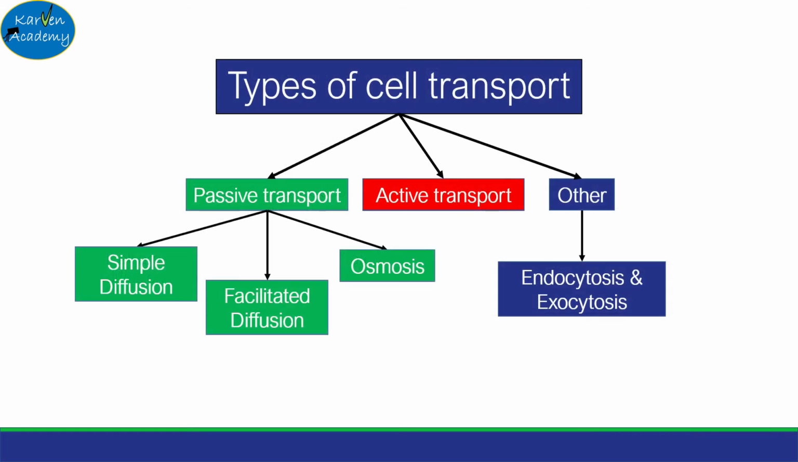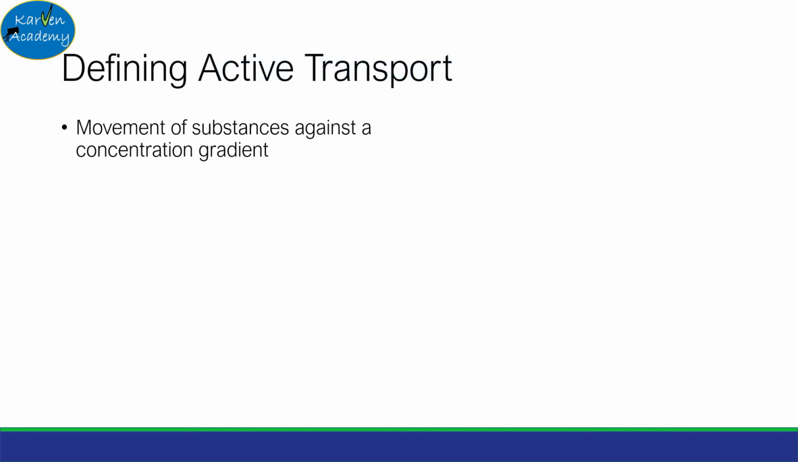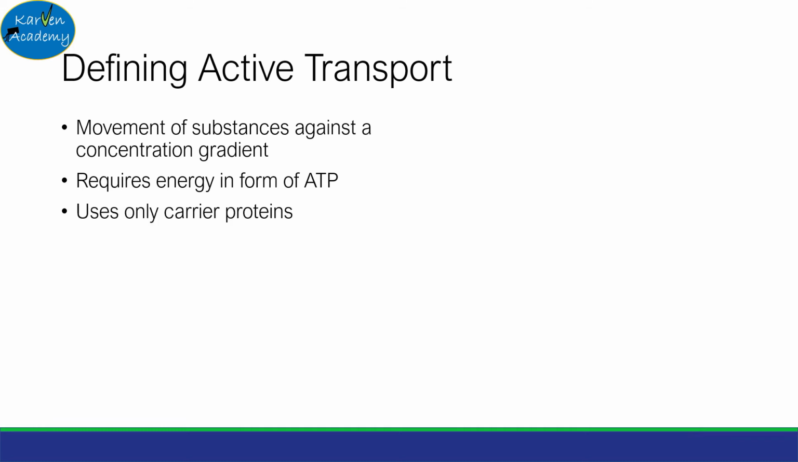Now let's move to active transport. Active transport is the movement of substances against a concentration gradient. So it's like climbing up the slide. And this requires energy in the form of ATP. Active transport only uses carrier proteins. No channel proteins are involved in active transport.